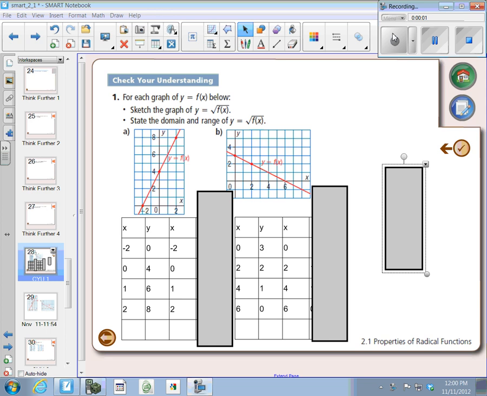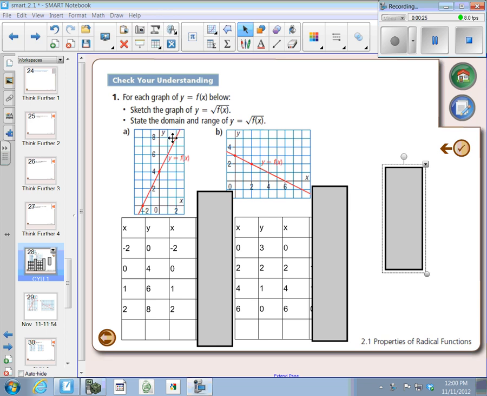All right, this is lesson 2.1, check for understanding number 1. The question says, for each of the graphs below y equals f of x, sketch the graph where y equals the square root of f of x, and state the domain and range of the square root of f of x. Well, remember that f of x is essentially saying what is y, and we're going to take the square root of the y values.